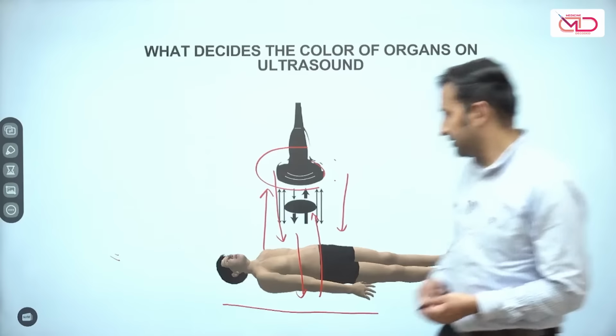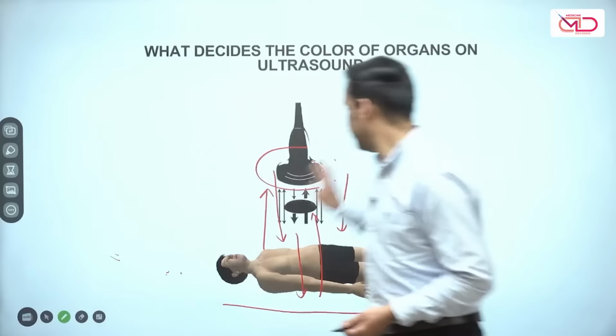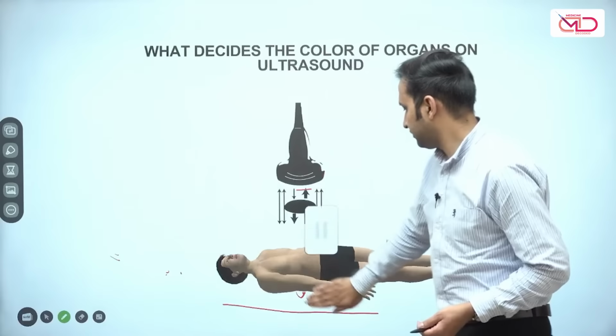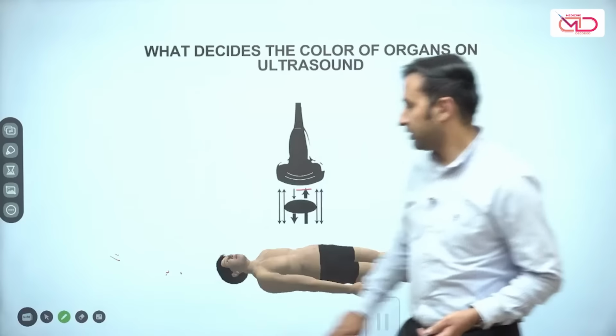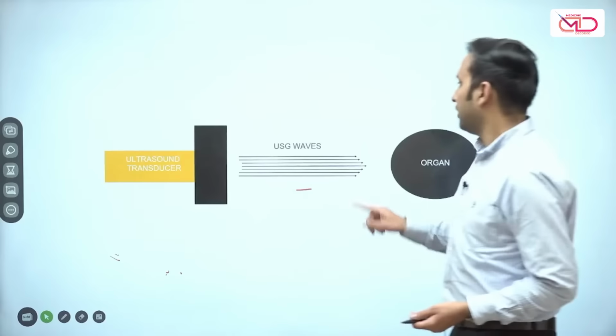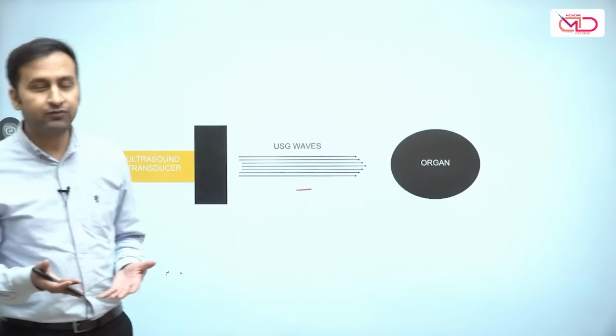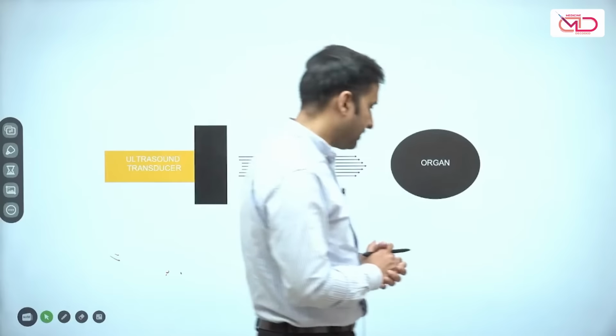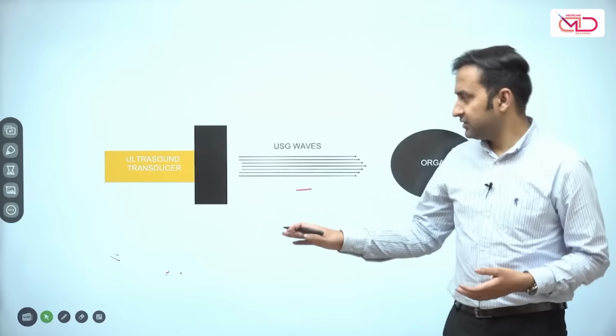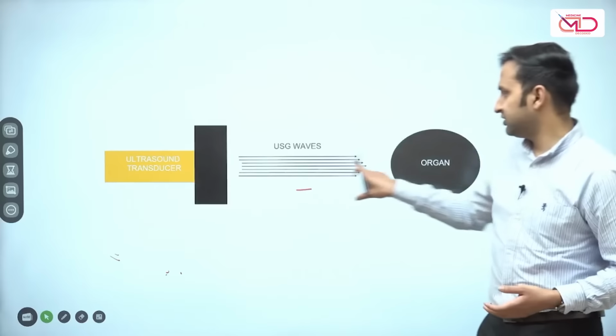So the next question that might come to your mind, when we're talking about sonography, is what are the substances which are going to be transmitting the sound waves, and what are the substances which are going to be reflecting the sound waves. This is a schematic diagram. Again, we can see that there is an ultrasound transducer which is generating the sound waves.